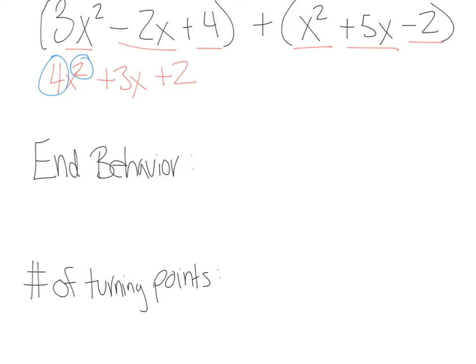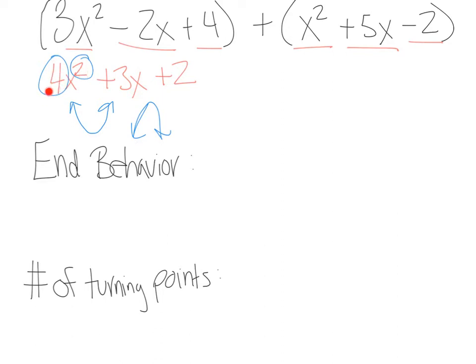It means that we either have up, up, or down, down. It tells us that the end behavior is going to be the same in both directions. So we'll have something that either looks like this or possibly like this. They're going in the same direction. That's what the even degree tells us. When we have an odd degree, that means we're going in opposite directions.